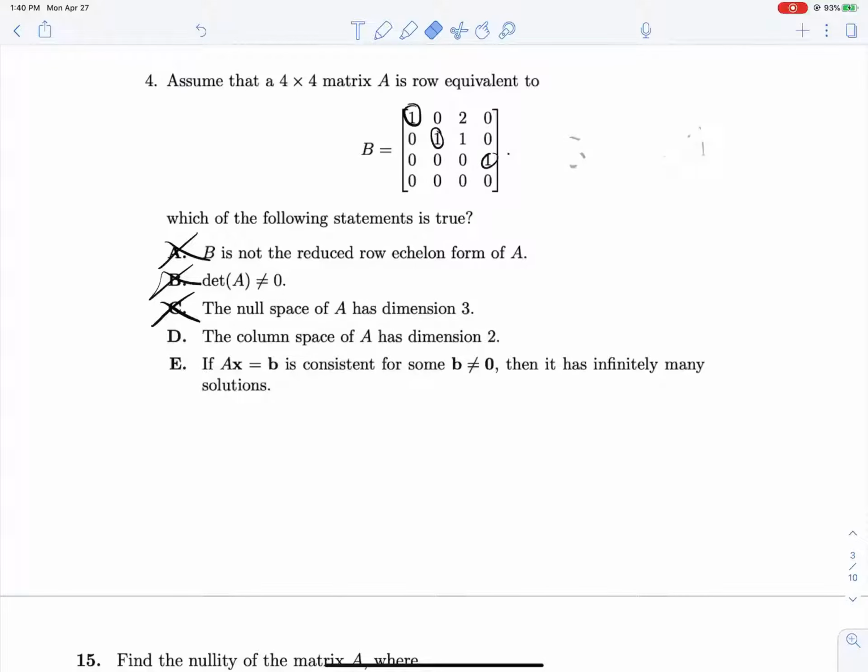Now the column space of A will have dimension equal to the number of pivot positions. So our dimension of our column space is 3 and not 2. And so hopefully E is correct. If AX equals B is consistent for some B not equal to 0, then it has infinitely many solutions.